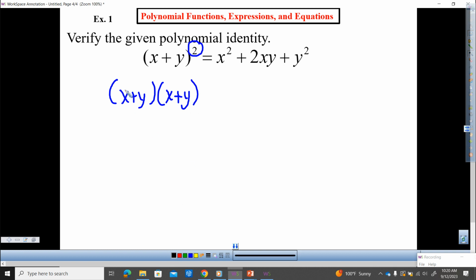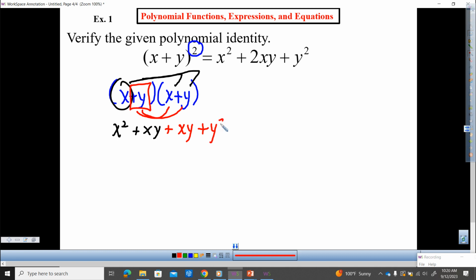Let's start with x times x and times y. What is x times x? X squared. What is x times y? xy. Okay. Next, we go with the second term, which is y. What is y times x? In alphabetical order, xy, and what is y times y? Y squared.